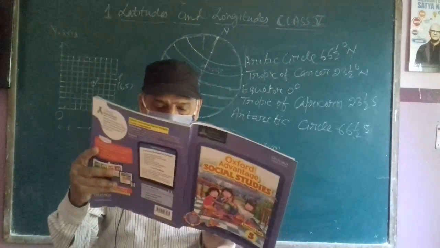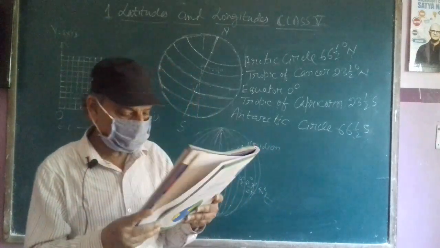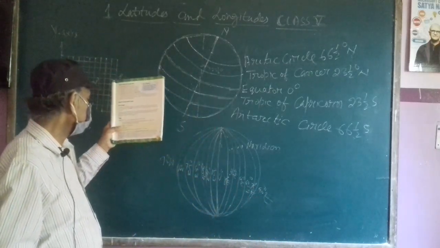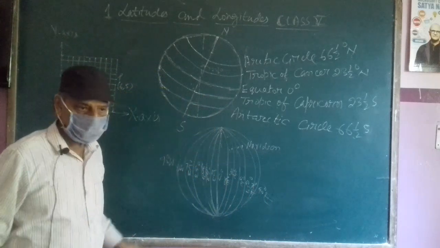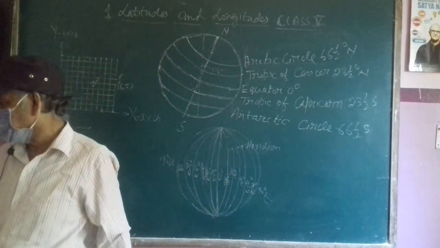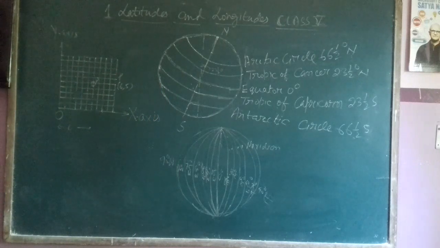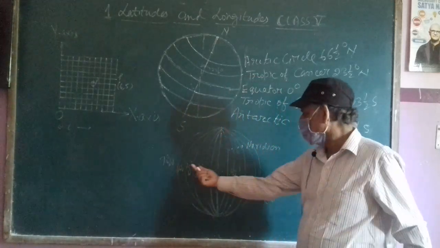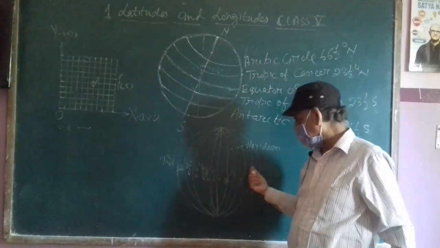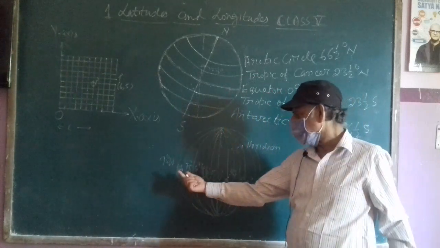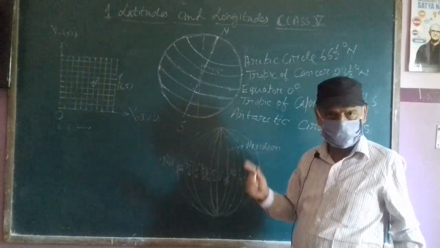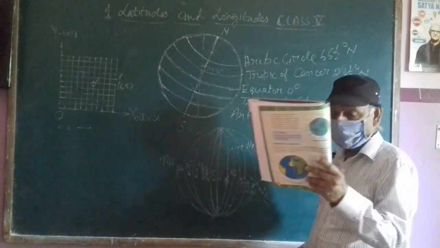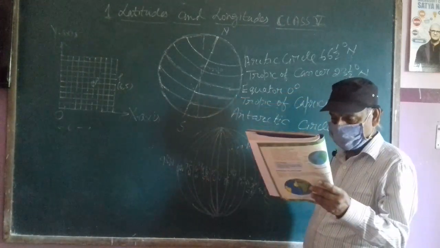Now, a very important calculation I will do for you. You know, the Earth takes 24 hours to complete one rotation. Earth moves from west to east. So, how much time does it take? 24 hours for covering 360 degree. There are 360 longitudes, and it takes 24 hours to complete one rotation.